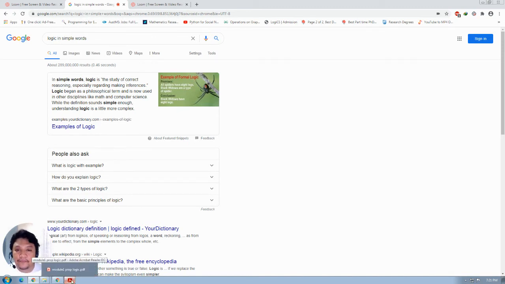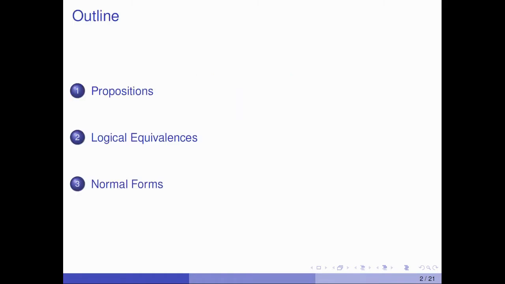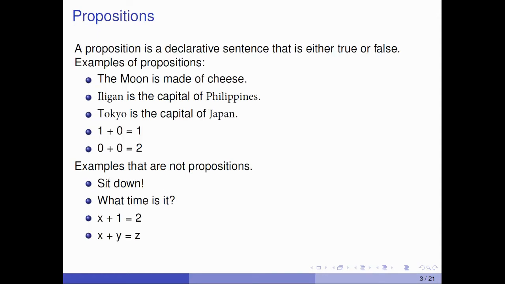Okay, let's go now to our lesson. We have propositional logic. The outline for our lesson is that we are going to define propositions, then logical equivalences, then we have normal forms. All right, let's define what a proposition is.